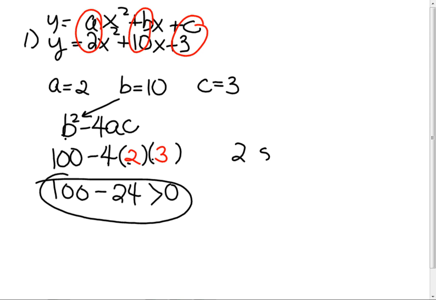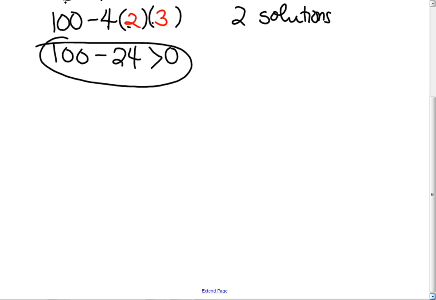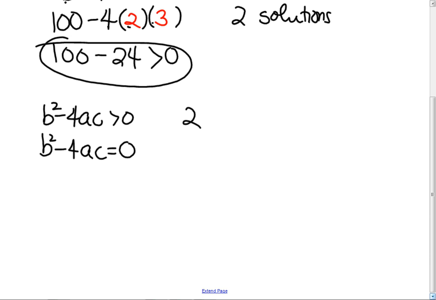How do you know how many solutions there are? I'll say it again. B squared minus 4AC. If that's a positive number, there's 2 solutions. If it's equal to 0, the parabola touches just once.